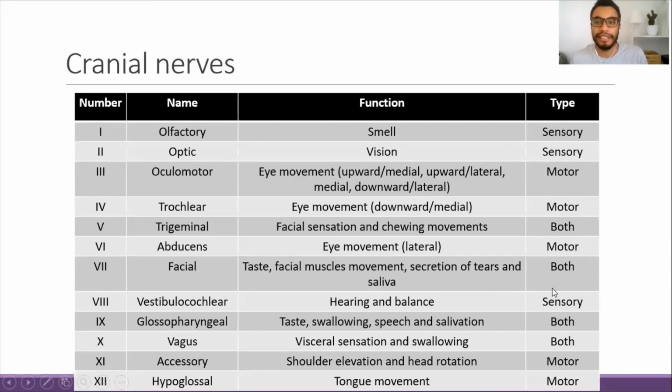Okay, so there we go. We have a function of these nerves as well.